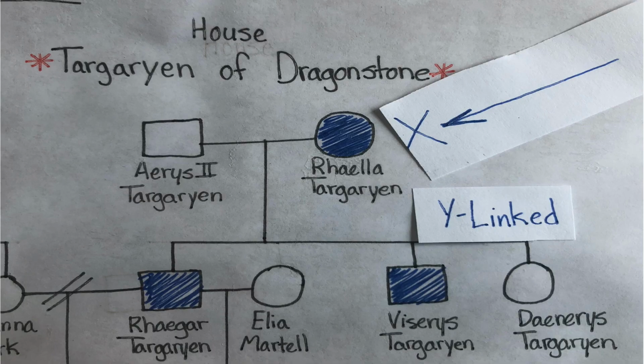Lastly, grayscales cannot be a Y-linked trait because Rhaella Targaryen is female, meaning she has two X chromosomes and does not have a Y chromosome, but still displays the trait phenotypically. This means that the trait is not found on the Y chromosome.